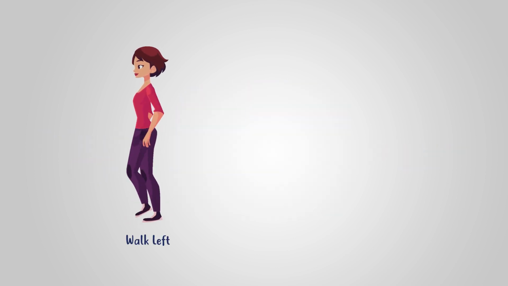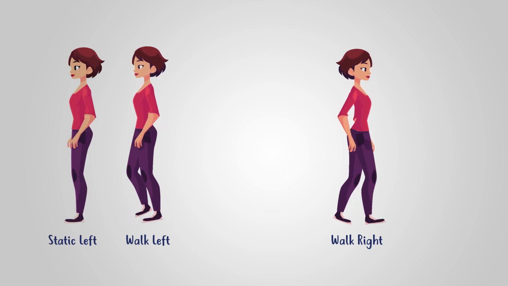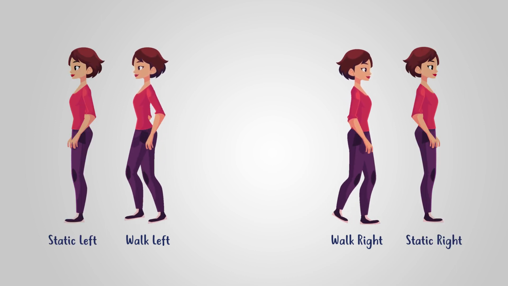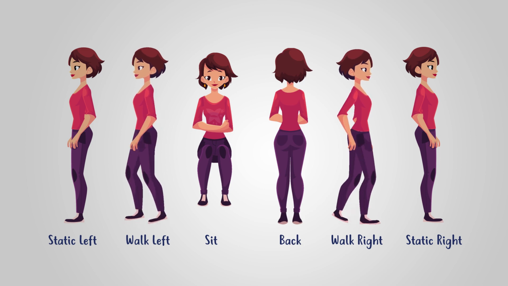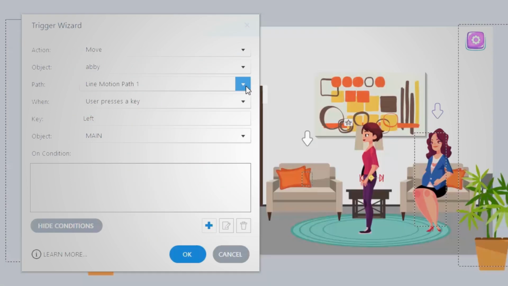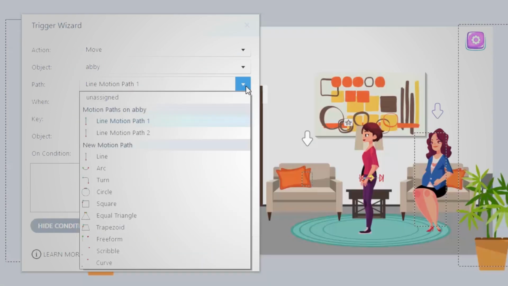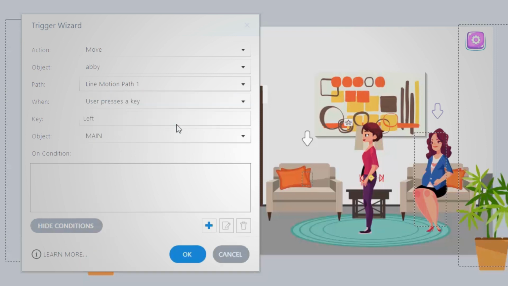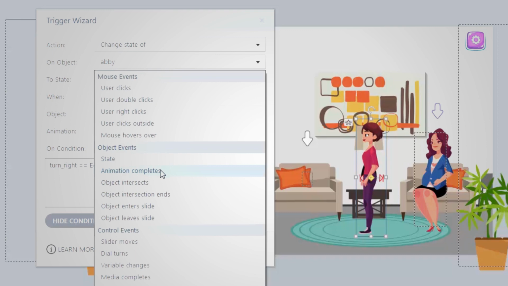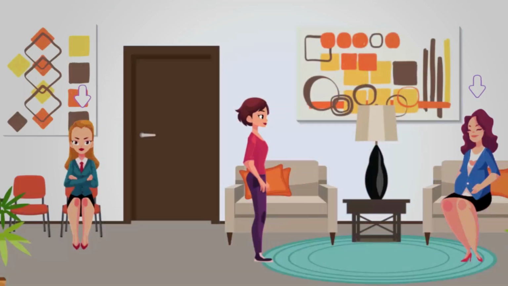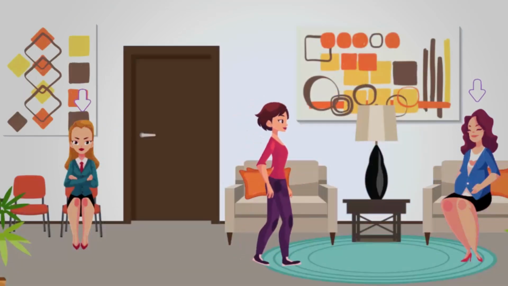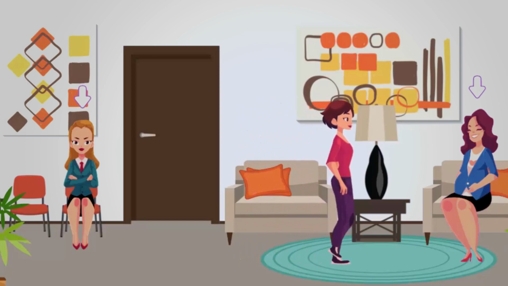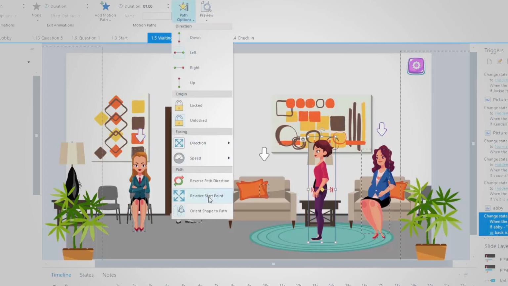Abby is composed of 6 different states: walk left, walk right, static left, static right, sit, and back. Abby's walk states are triggered to move along a relative motion path when the learner presses a designated key for either direction, and her static states are triggered when the motion path completes. This allows Abby to start in a static state, walk, and then end in a static state along a single relative point motion path.